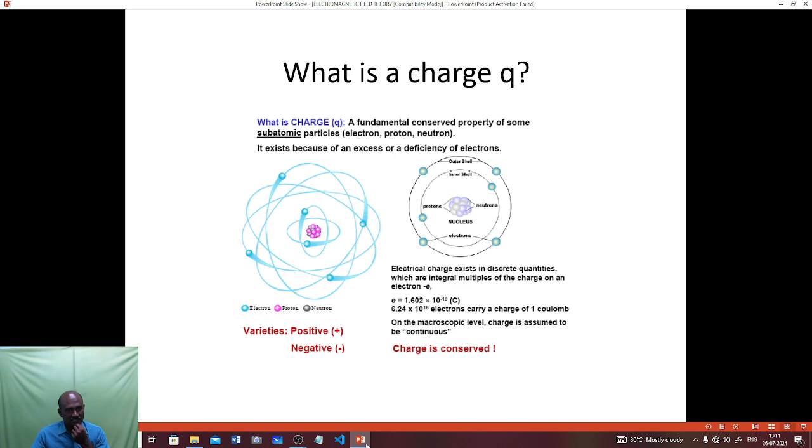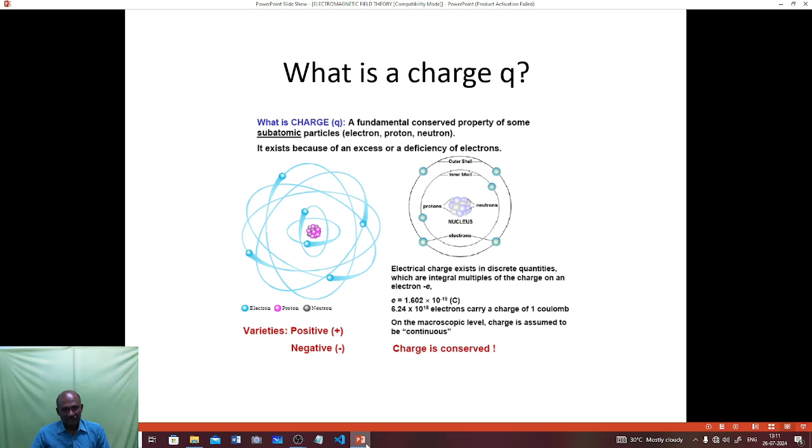So what is charge? A fundamental conserved property of some subatomic particles. We have atoms, which are fundamental for any type of material: solid, gaseous, as well as liquid. In each atom we have the subatomic particles known as electron, proton, and neutron. These carry charges. The electron is negatively charged, the proton is positively charged, and the neutron is chargeless.